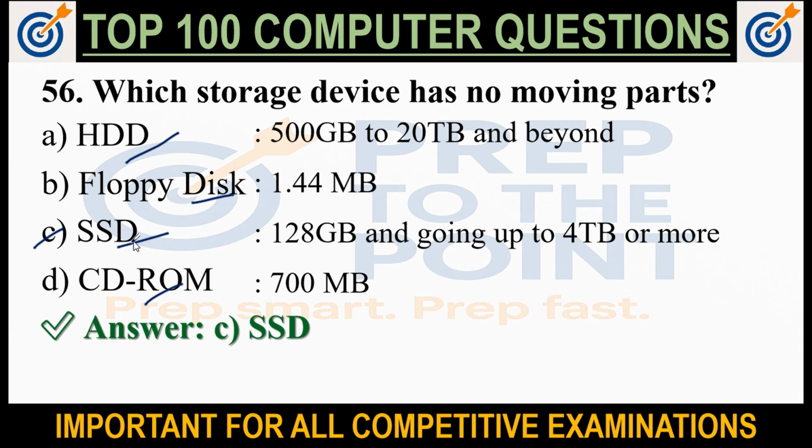As from the name, SSD stands for solid state disk. So from the name we can understand that in SSD there are no moving parts, whereas HDD, floppy disk and CD-ROM have moving disks. And the capacity of hard disk drive is from 500 GB to 20 TB and beyond. Floppy disk 1.44 MB, SSD 128 GB and going up to 4 TB or more, and CD-ROM is fixed, that is 700 MB.